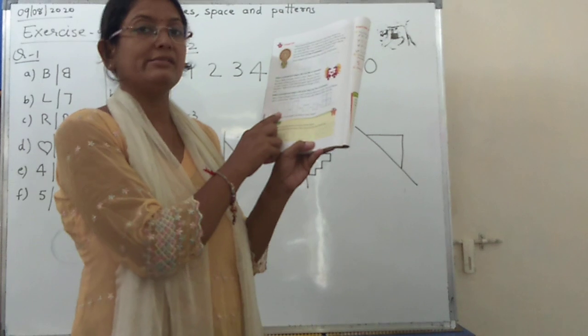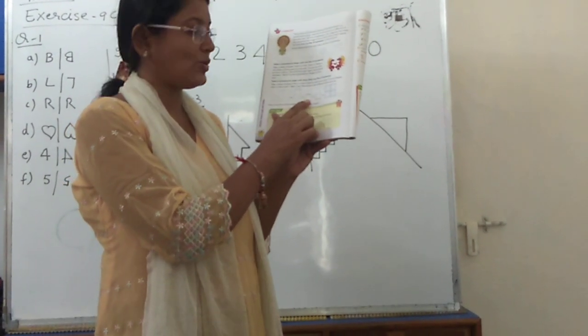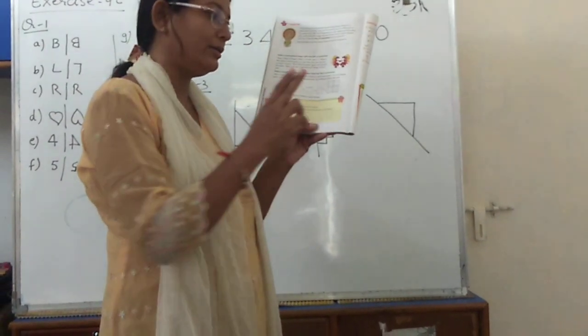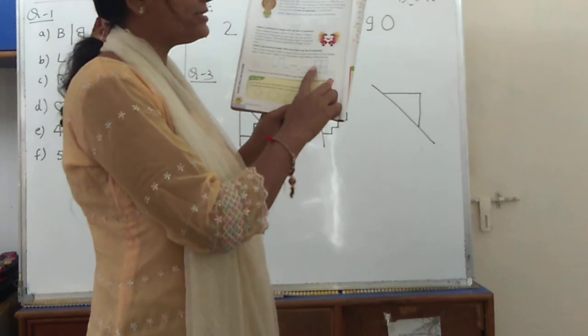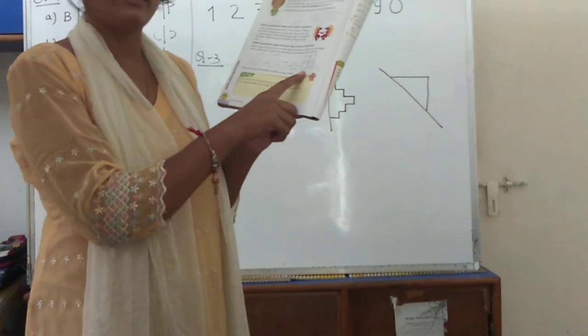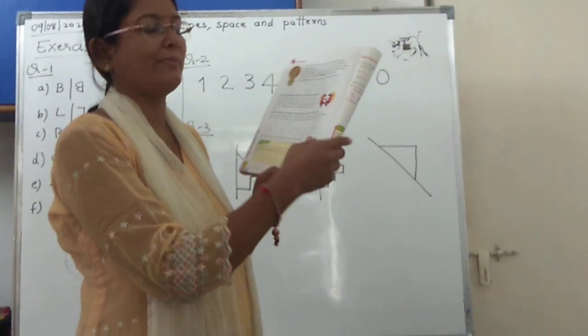For that, one activity is given to you. Take a paper, fold it once, again fold it and make a square like this. Then from the corners, you have to cut the design and then open it. See, you can have a symmetrical design. Craft work can be done with the help of these symmetrical shapes.